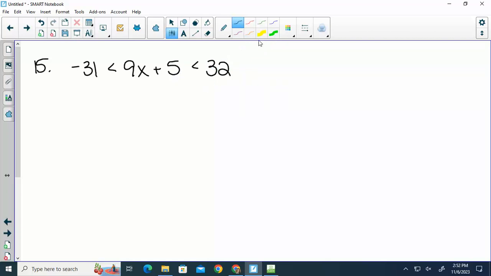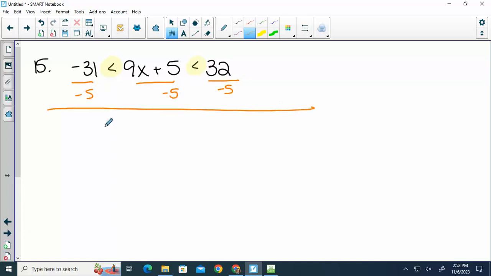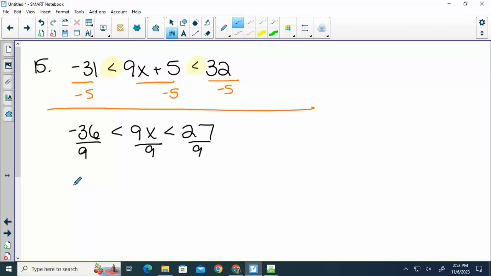So first, notice because we have 2 inequalities, whatever we do, we're doing to 3 different pieces. So first, subtract 5. So that gives me a negative 36 is less than 9x is less than 27. Then divide by 9. Negative 4.